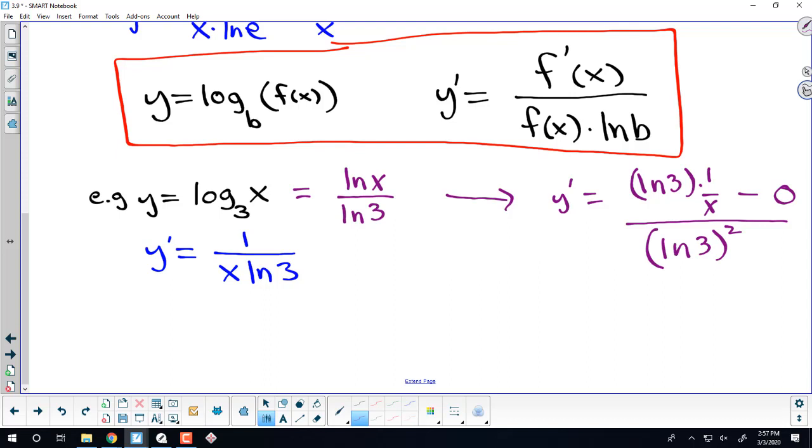And we see one of these ln of 3's cancel out, so you have 1 over x on top, and you have one of these on bottom. So that just goes into the bottom with x. So that's the same thing as that. So we could have also proved or justified this rule by using the change of base and then applying the quotient rule to that. But we just went the implicit differentiation route.